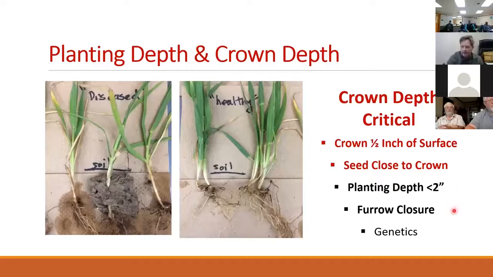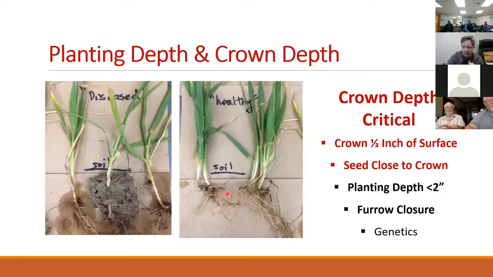And then the other thing that we see oftentimes is furrow closure is an issue in really heavy soils. And these two samples here just demonstrate that. This grower planted, his target depth was about 1.5 inches or so. And it was in a very heavy soil and his packer wheel was not closing furrows.